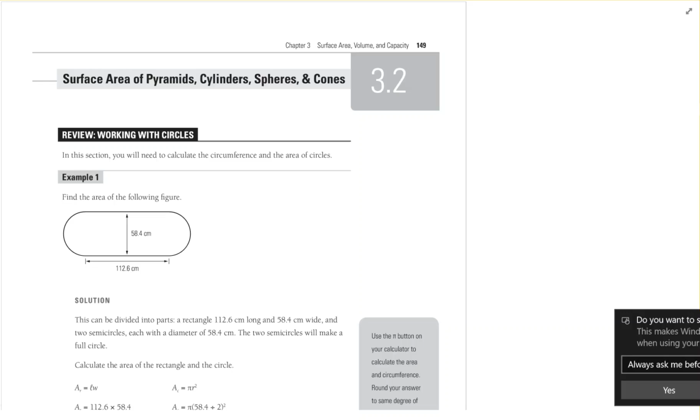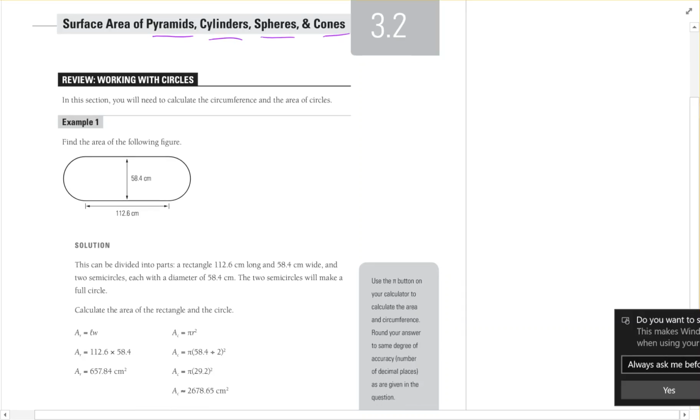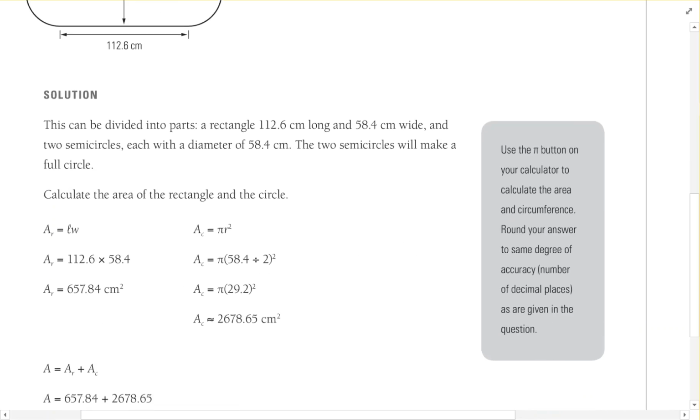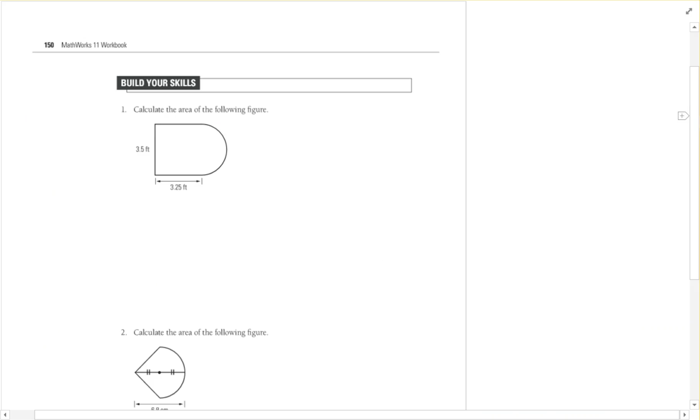Welcome to 3.2, surface area now of pyramids, cylinders, spheres, and cones. All right, so it's going to be really the same as the last one. It's just we got a couple of tricks that we're going to learn. So I'm just going to let you guys read through number one if you want. I'm just going to go right to one of these questions.